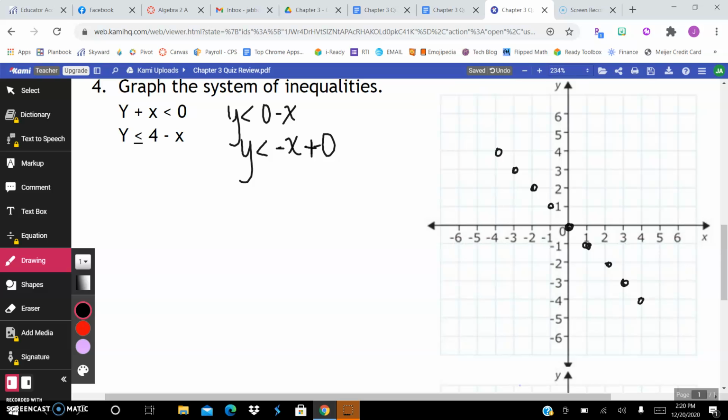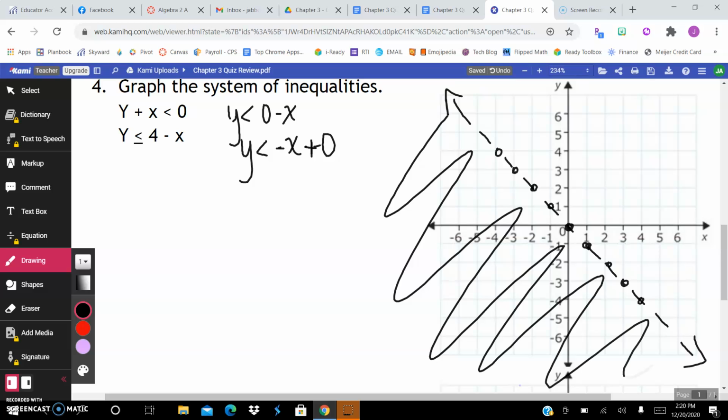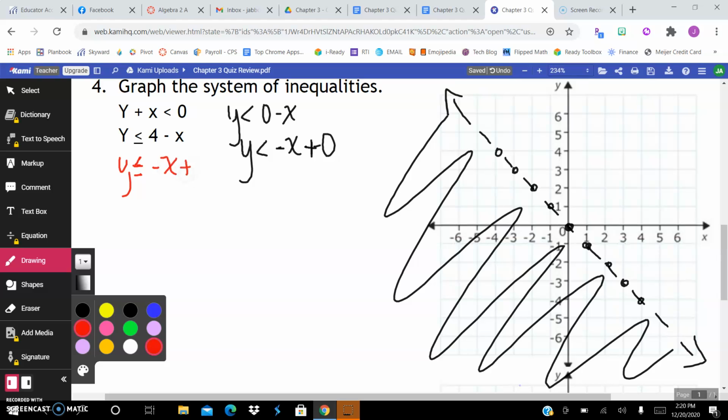The inequality symbol is not underlined, so I'm going to make this a dotted line. And then y is less than, so we're going to shade under this line. Then I'm going to graph the other one. The only thing that I see wrong with this one is that, oops, it should be negative x plus 4 if it was in the mx plus b form.